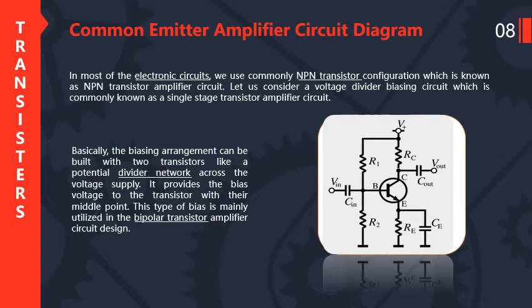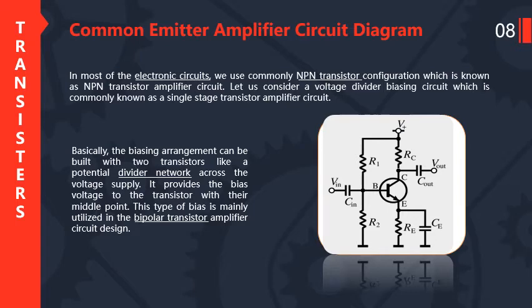Basically, the biasing arrangement can be built up with two resistors like a potential divider network across the voltage supply. It provides the bias voltage to the transistor with their middle point. This type of device is mainly utilized in the bipolar transistor amplifier circuit design.